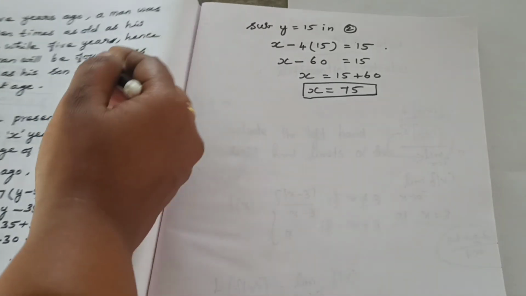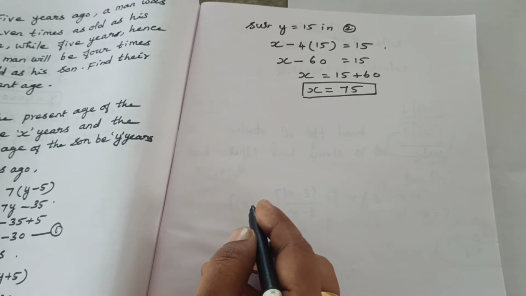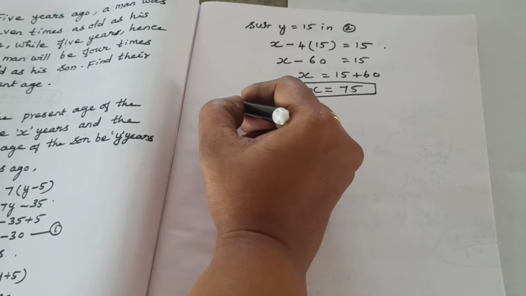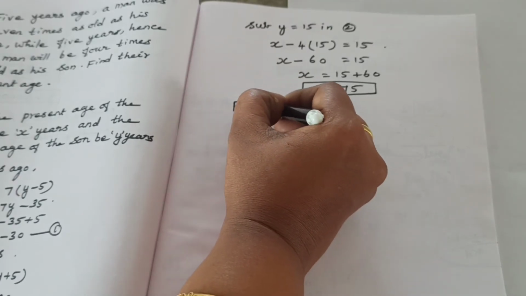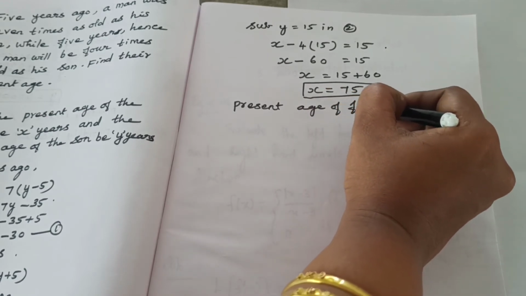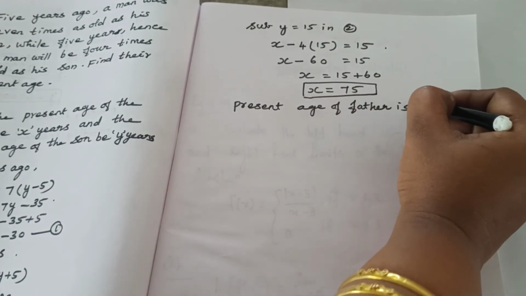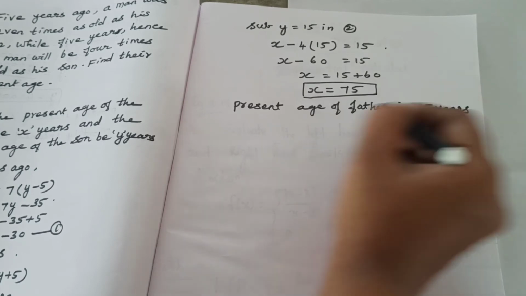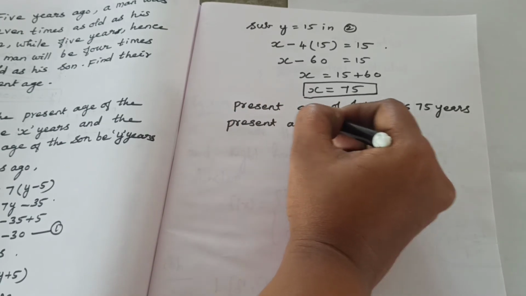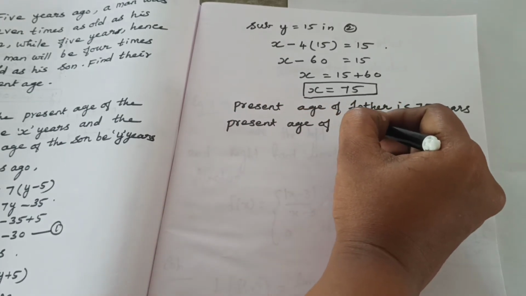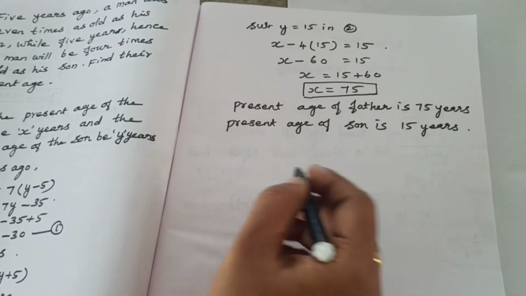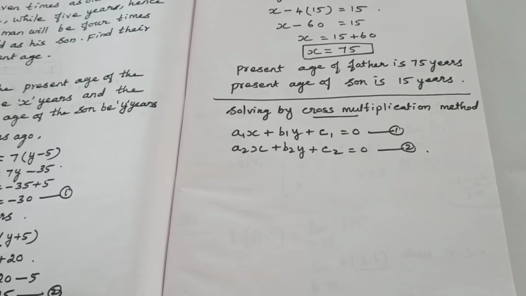So our question is to find their present age. Okay, present age of father is and son is, write it. Present age of father is 75 years and present age of son is 15 years. Have you understood this one? Very, very important sum. Okay.